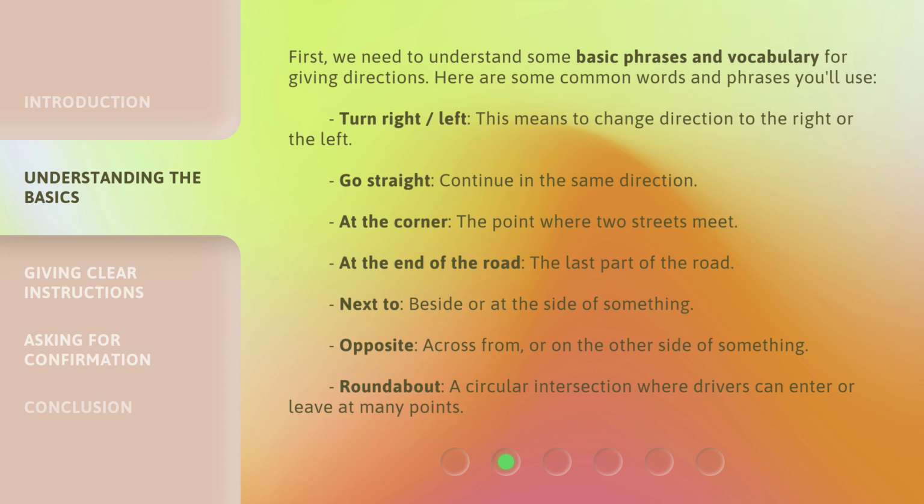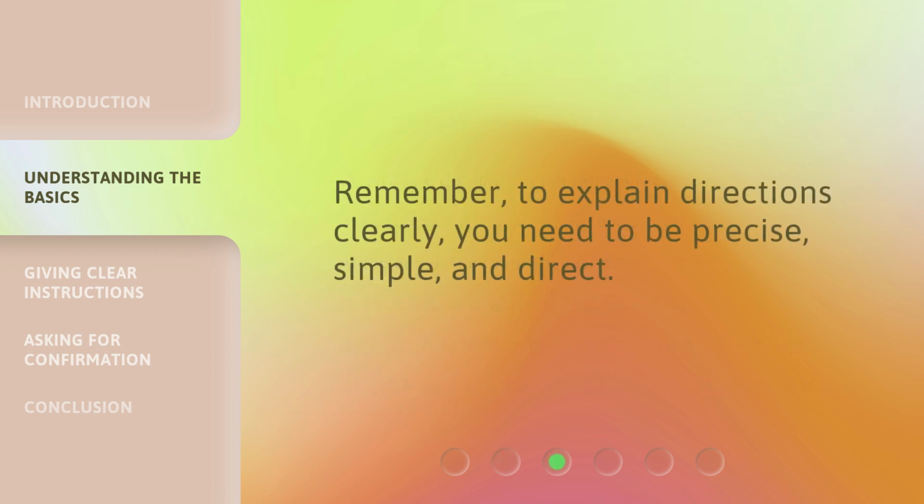At the end of the road, the last part of the road. Next to, beside or at the side of something. Opposite, across from, or on the other side of something. Roundabout, a circular intersection where drivers can enter or leave at many points. Remember, to explain directions clearly, you need to be precise, simple, and direct.